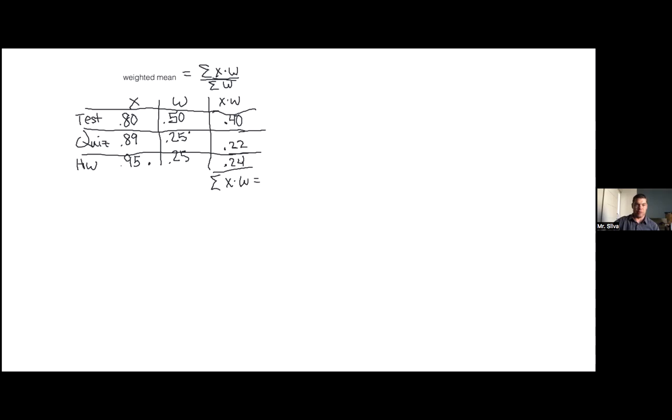Let's add them up. 40 plus 22, 62. Plus 24 is 86. Well, I have to divide by the sum of W. What's the sum of W? That's 1. Sum of W is 1. That carries all your weight. The weight of your class is based on those numbers. You got 86% in the class.